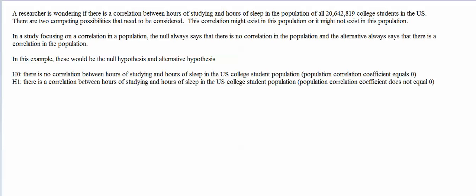I also wanted to do an example on a hypothesis test of a correlation coefficient. A researcher, this is an example of a study in which a hypothesis test of a correlation coefficient would be used. A researcher is wondering if there's a correlation between hours of studying and hours of sleep in the population of college students in the US.